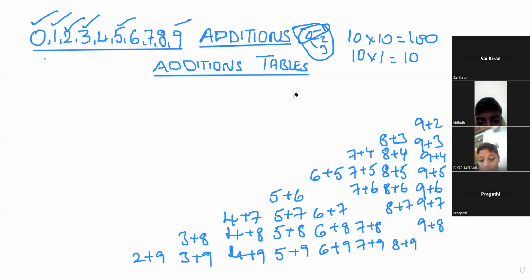Okay? Right. Now only the leftover numbers we need to learn them. We need to know what will be the answer when you add them. Okay. Now count and tell me on the board how many numbers are there. How many combinations are there?